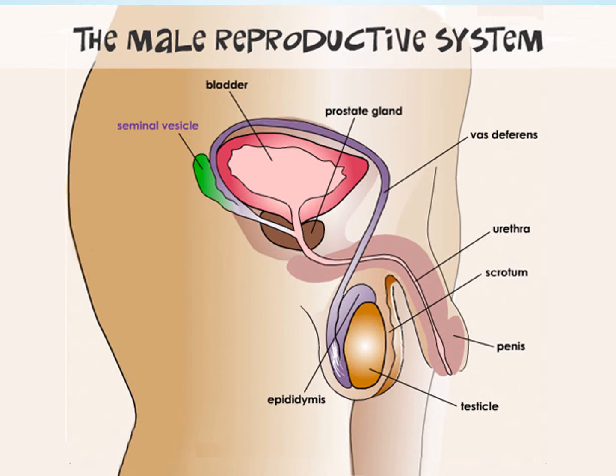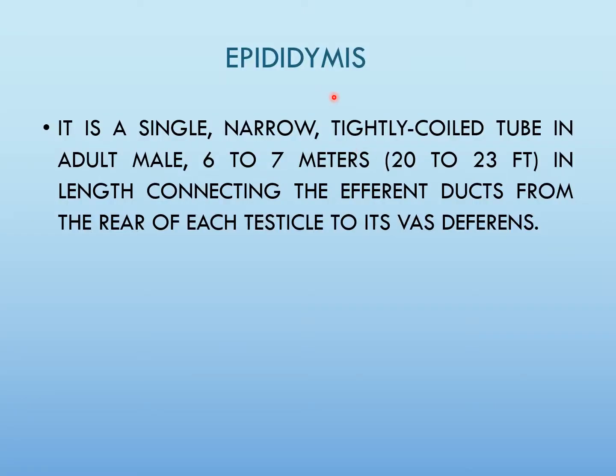Friends, in this video, we will see the structures of male reproductive system. First structure is epididymis. It is a single, narrow, tightly coiled tube in an adult male. It has a length of about 6 to 7 meters, that is 20 to 23 feet. It connects different ducts from the rear of each testicle to its vas deferens.